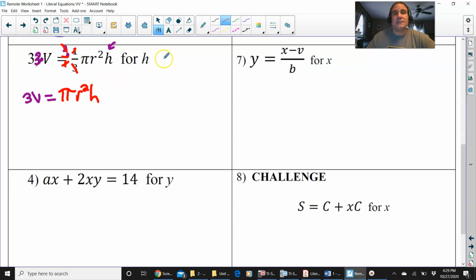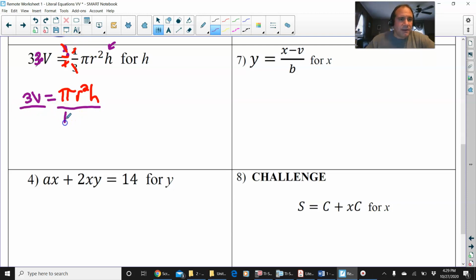Is that a lot better? It is a lot better. All right, so here we go. I need the h alone, so I am going to divide. And when I do, I'm going to divide by whatever I need to cancel out. Pi r squared. Now, this cancels. This cancels. H is now left alone, which is what you needed.